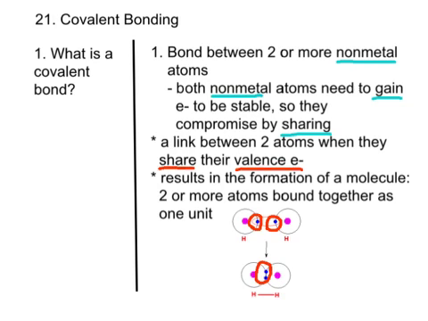All right, last but not least, a covalent bond results in the formation of a molecule. A molecule is like a compound, except we usually say molecule when we're talking about a compound that has two or more nonmetal atoms bound together. So molecules are usually referred to when we're talking about covalent bonds, and compounds are usually referred to when we're talking about ionic bonds. However, they do mean the same thing: two or more atoms bound together as one unit.